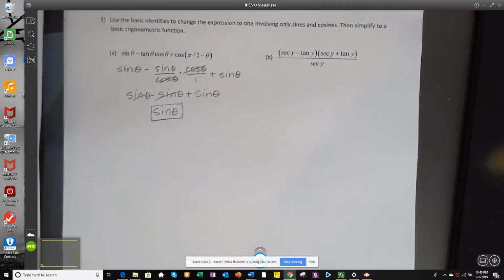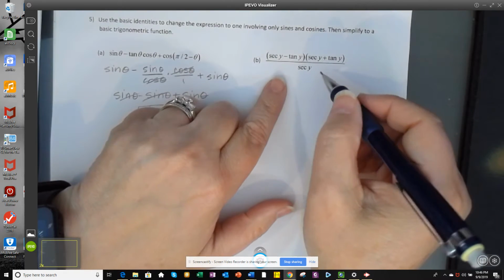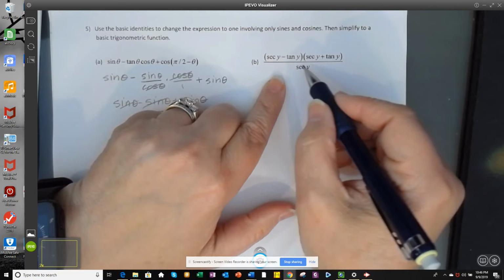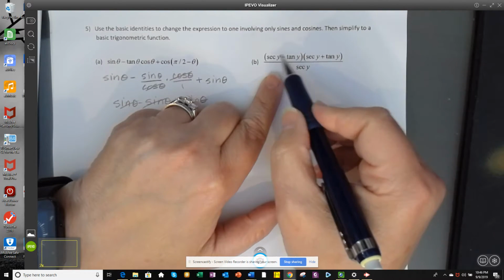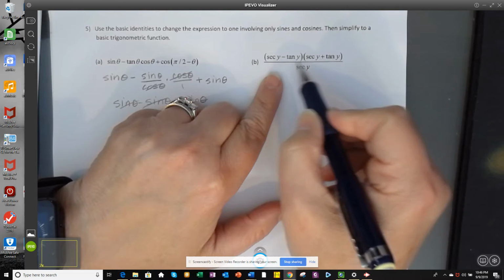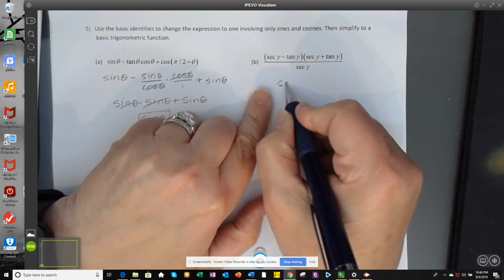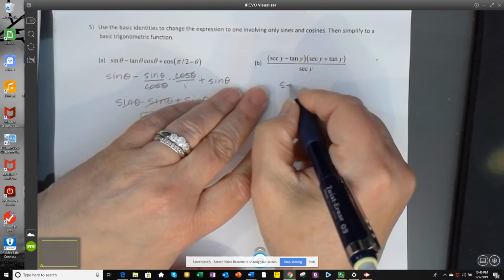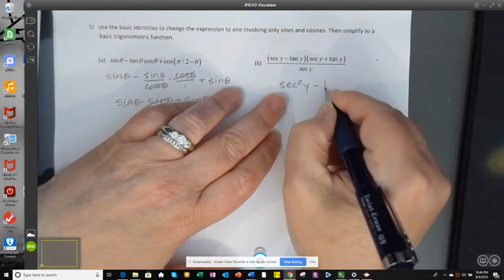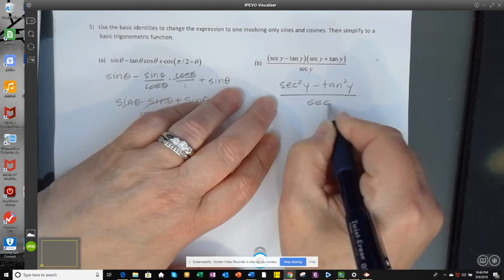Tricky, but we did it. All right. Now here we go. I'm looking at this, and what do I see right away? Well, these look like factors of the difference of squares, right? So I can say that this is secant squared y minus tangent squared y all over secant y.